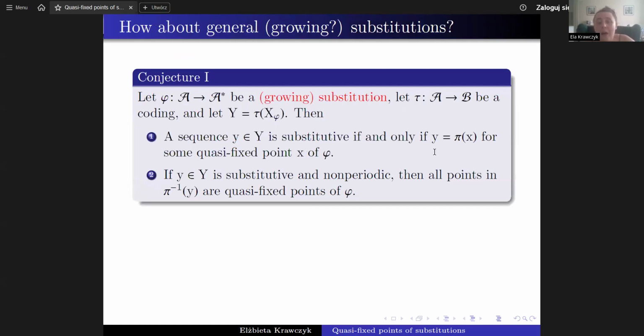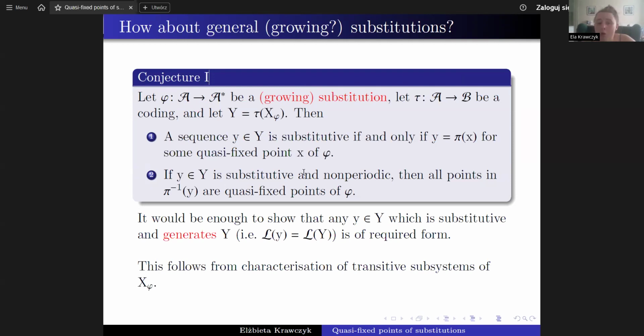Okay, so now what about this general question? And I see I don't have much time. Just unfortunate, so I'm going to try to be more brief. So this is once again exactly the same statement, when I would like it to be true for a general substitution. And this is a conjecture, this is a question. I don't know how to show it.